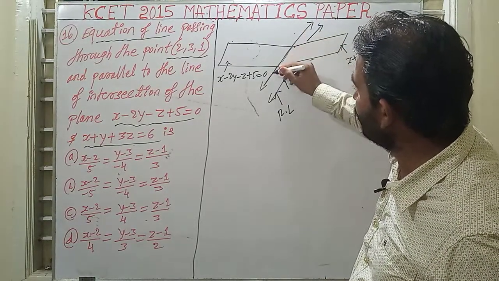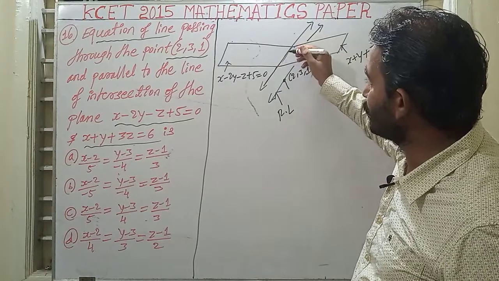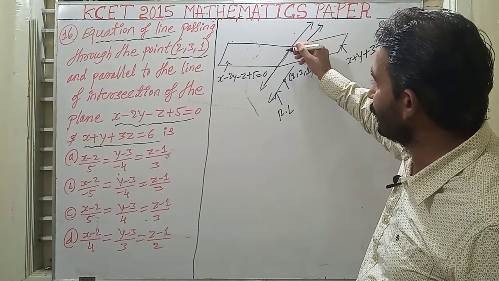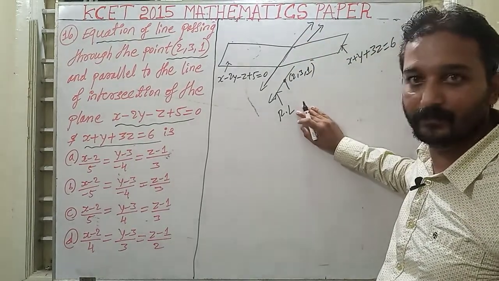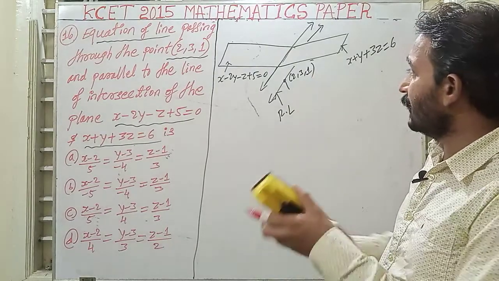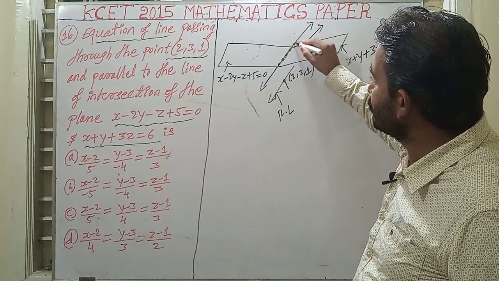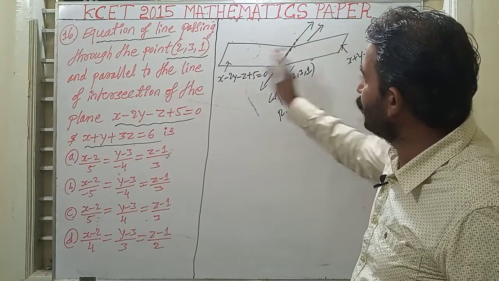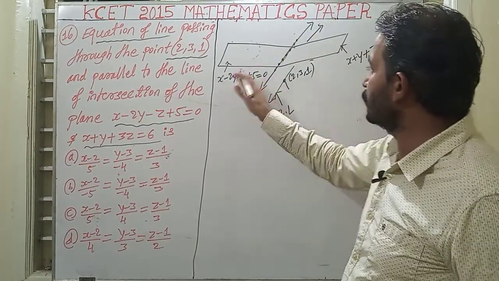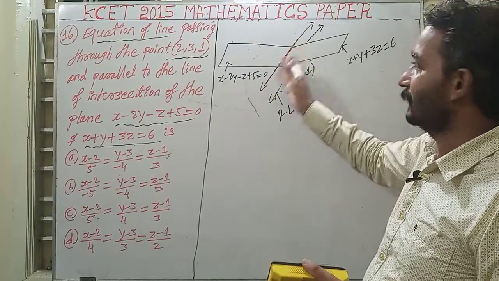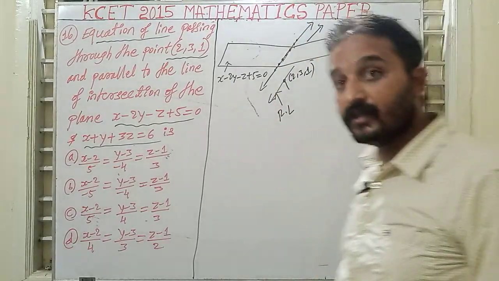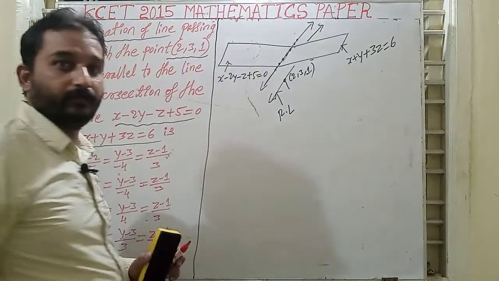So we have to find this line's equation. We get the direction ratios, and those direction ratios are the same as the required line. Okay, simple. So how do we find this line equation? All the points on it satisfy both the equations. Hence we have to solve these two equations and we get this line. Solve these two equations by using the cross multiplication method.